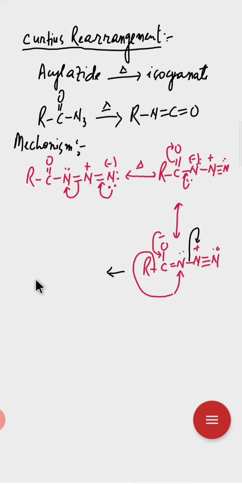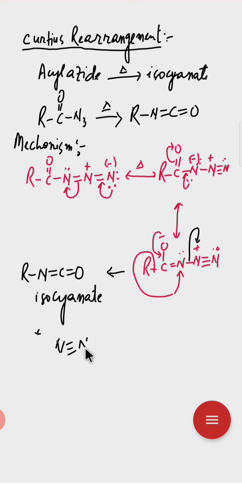So we will get this R attached to this nitrogen atom, R nitrogen. To this nitrogen atom, carbon is attached with a double bond, and to this carbon atom one oxygen is attached. This forms our isocyanate, right? And the byproduct will be plus nitrogen gas, N2. This is our isocyanate. This is the mechanism of Curtius rearrangement.